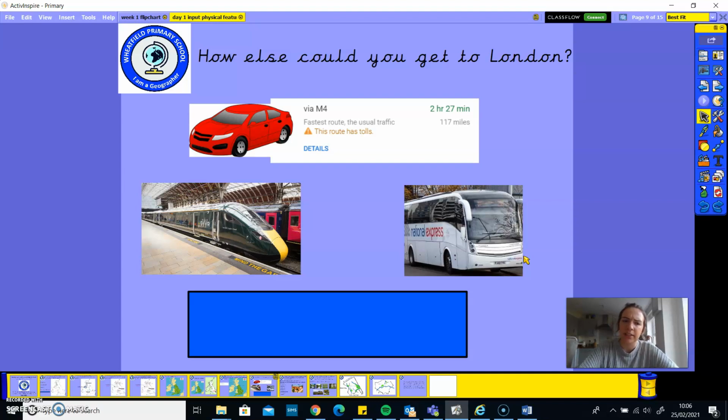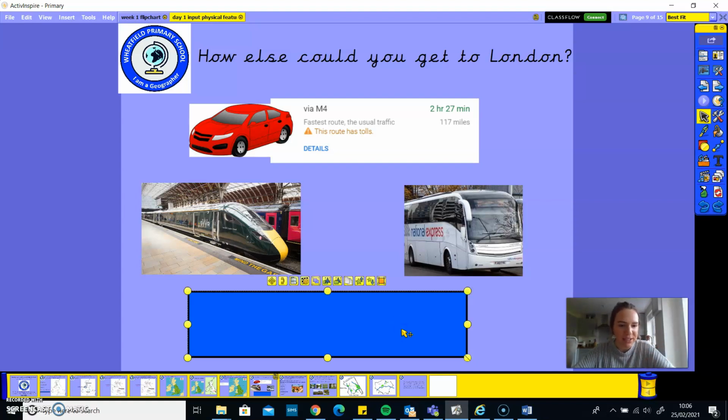Could we walk to London? Let's have a bit of a fun guess. If we were to walk to London, how long do you think it would take? Have a think, have a guess. How long do you think it would take to walk to London?